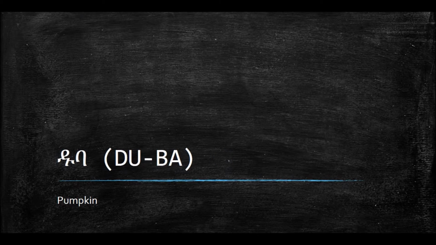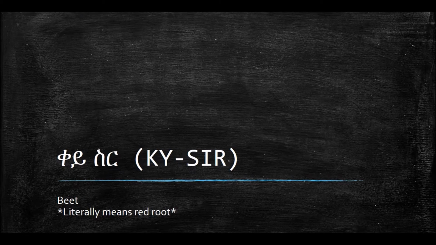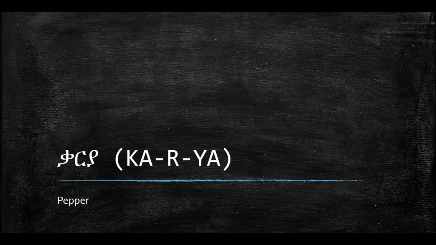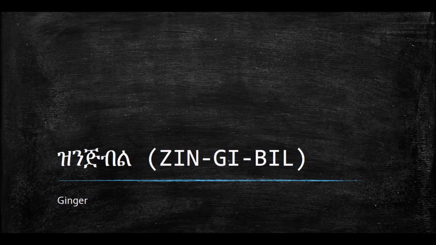I know Halloween has been over for 2 months now, but I still wanted to put pumpkin in here. The way you would say pumpkin in Amharic is duba. The way you would say beet in Amharic is kaiser. Which basically translates to red root. Pepper in Amharic is karia. Ginger in Amharic is zinjibel.